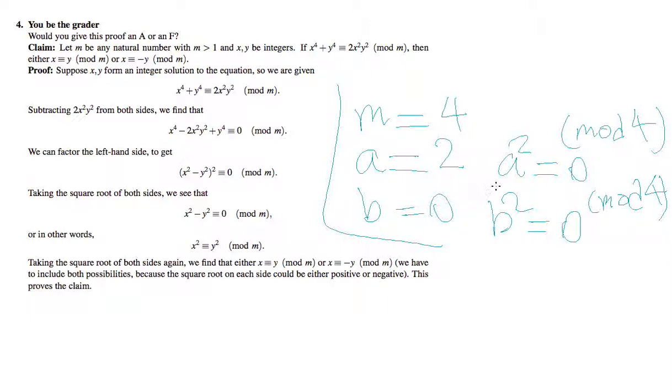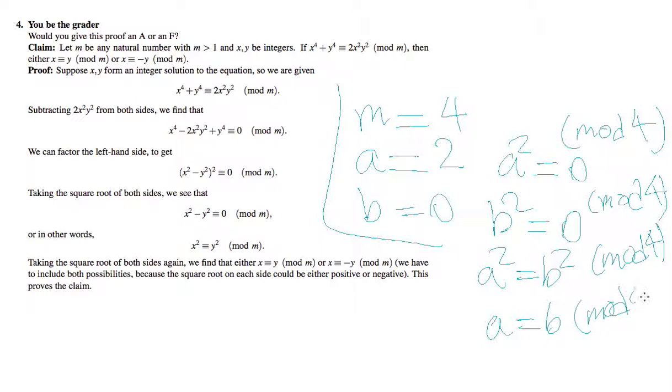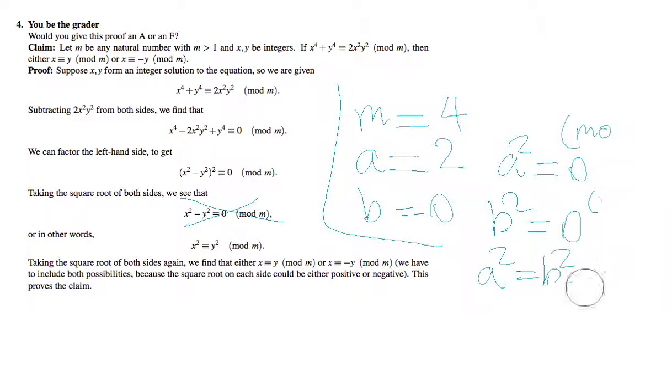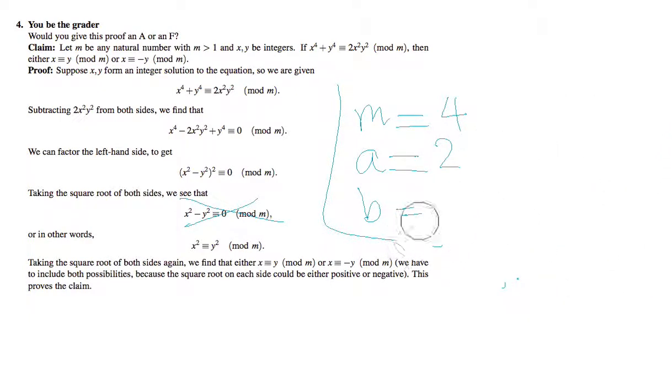So we do have the fact that a squared is equal to b squared mod 4. Right? But from this, we cannot deduce the fact that a equals b mod 4. Because as you can see, a and b are in fact not equal to each other mod 4. A is equal to 2, b is equal to 0. So this part is where we have our first problem. Taking square roots is not always a valid operation.